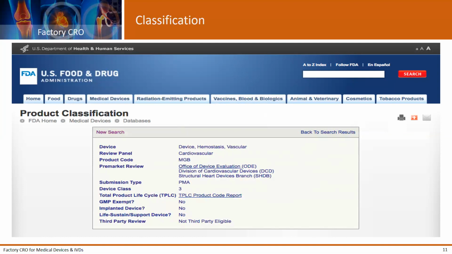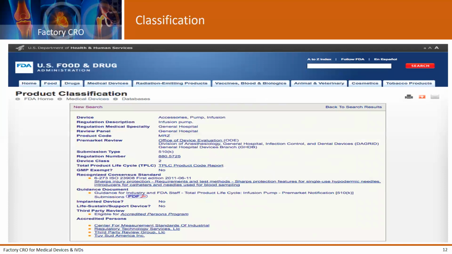And if you go to the next slide, I have an example for 510K. I put in Infusion Pump. You see device class 2. You see submission type in the middle, 510K. And you see the recognized consensus standards, guidance documents, and so on. So a lot of information is here. Very important to understand that you can also find the product code, MRZ. And this is important to remember. Okay, please advance.